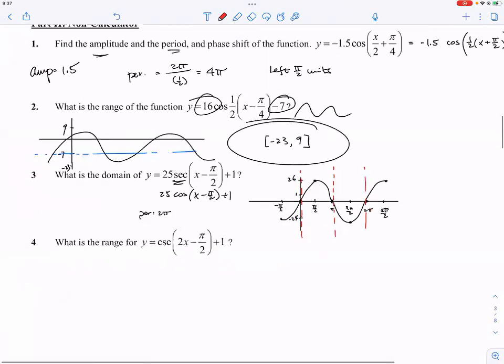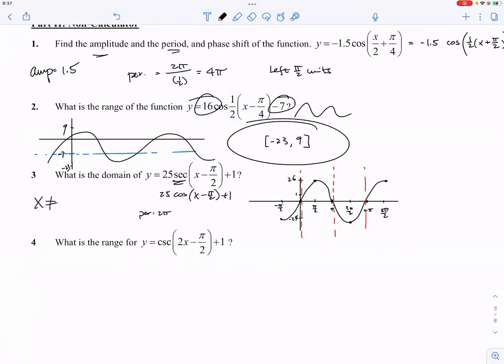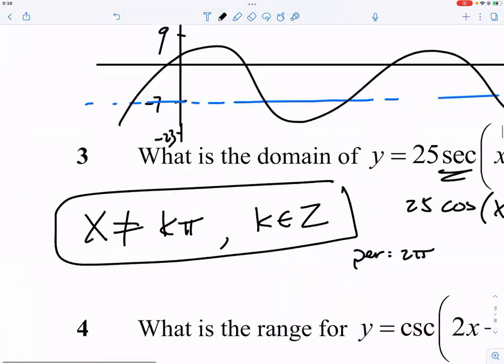So that means your domain is everything but k pi. Now, I would welcome you to write something like this. I know the answer key will include this. That simply means k is an element of Z, meaning the integers. So the domain is everything but k pi, where k is the integers.